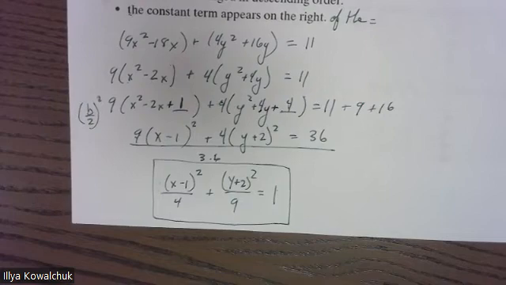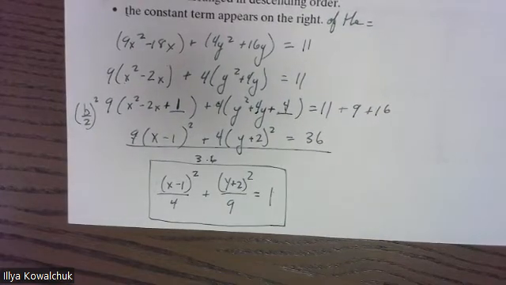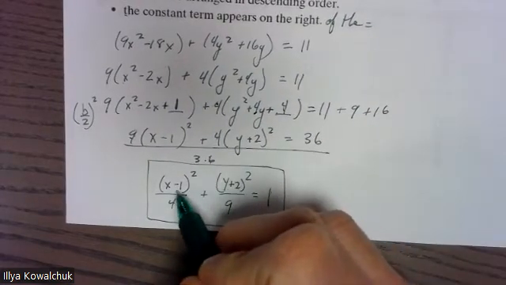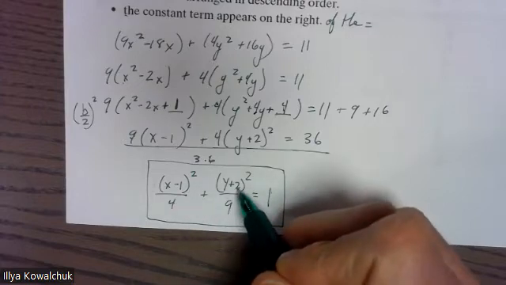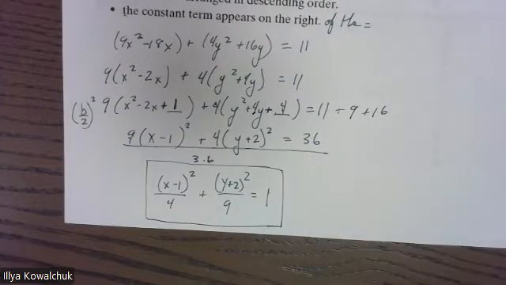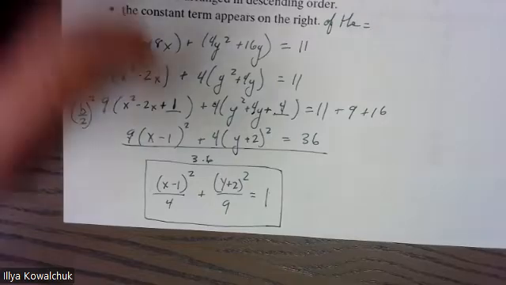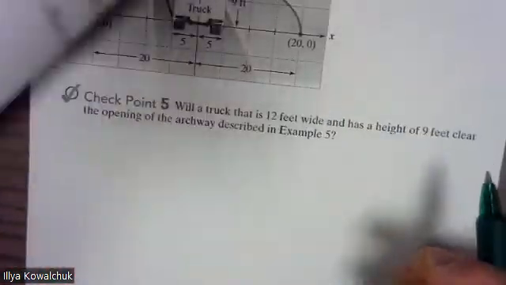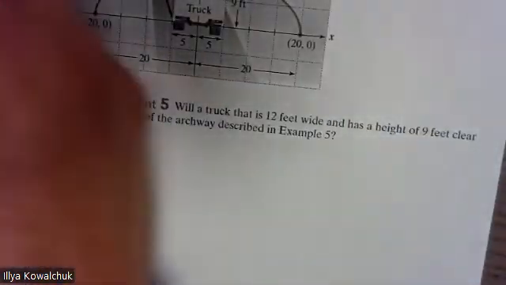I said parabola, ellipse, the equation of the ellipse. It's translated 1 unit to the right and 2 units down. Okay. Our last problem is going to be an application problem.